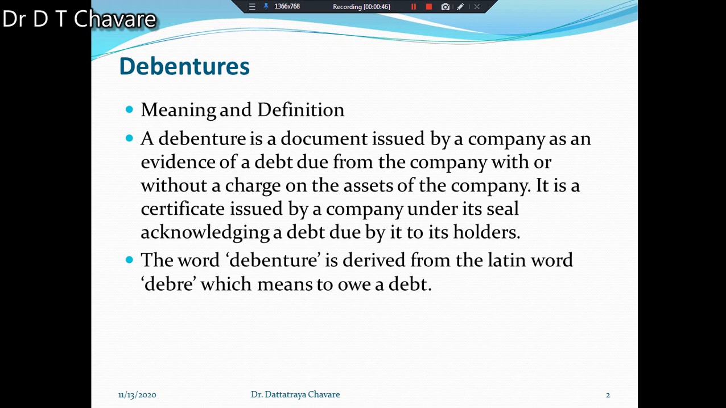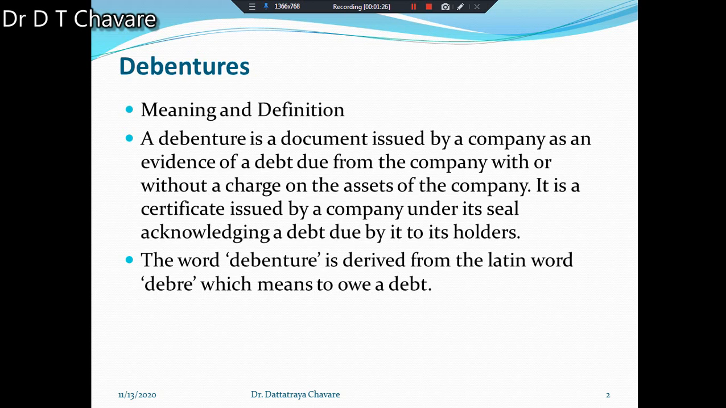Now, what is the meaning and definition of the debenture? A debenture is a document issued by a company as an evidence of a debt due from the company, with or without a charge on the assets of the company. It is a certificate issued by the company under its seal acknowledging a debt due by it to its holders.